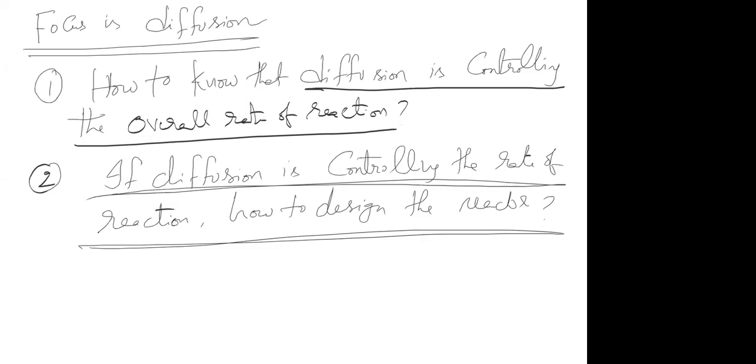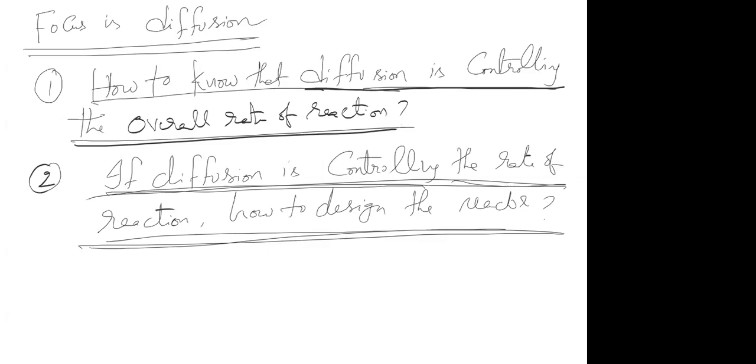Till now, I have not started the chapter; I explained what the basic background is and what I'm going to focus on. So first thing is, how do you know that diffusion is controlling the overall rate of reaction? If diffusion controls rate of reaction, then what happens? Second one is, if diffusion is controlling, then how do you design the reactor?